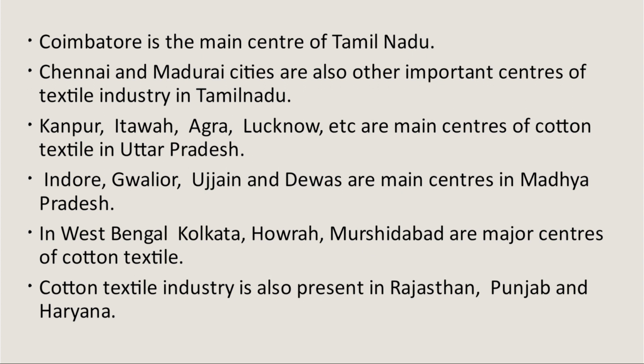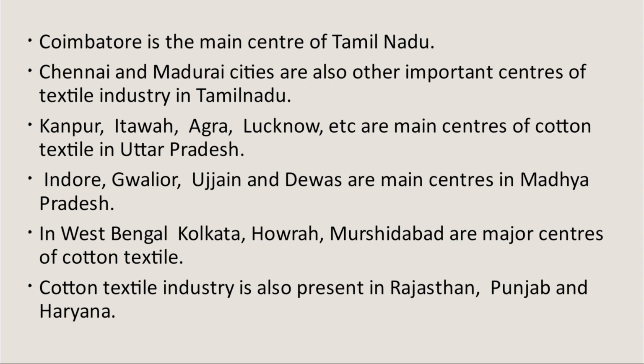In the southernmost part of India, especially in Tamil Nadu, you will see Coimbatore. Coimbatore is the main center in Tamil Nadu. Chennai and Madurai are also other important centers of the textile industry in Tamil Nadu. In Uttar Pradesh, you will see Kanpur, Etawah, Agra, Lucknow, etc. as the main centers of cotton textiles. Now come to Madhya Pradesh, where Indore, Gwalior, Ujjain, Dewas are the main centers. In West Bengal, Calcutta, Howrah, Murshidabad are the main centers of the cotton textile industry.